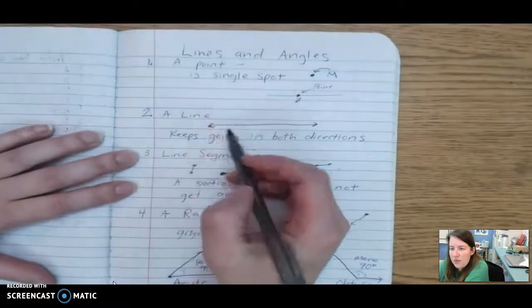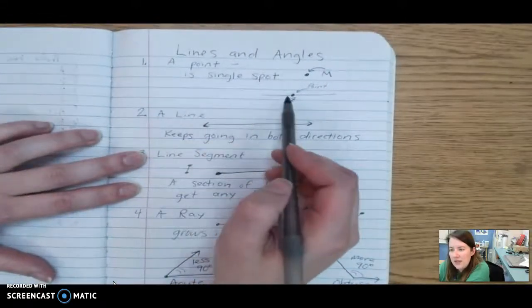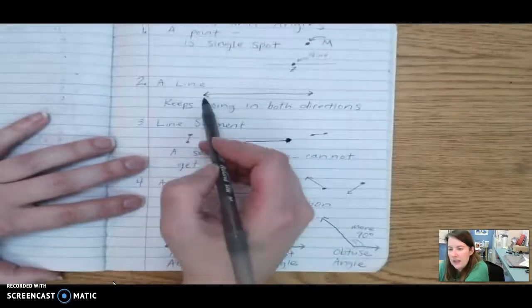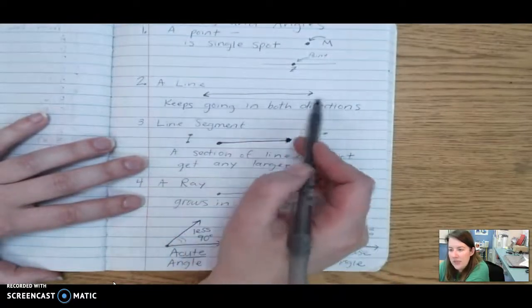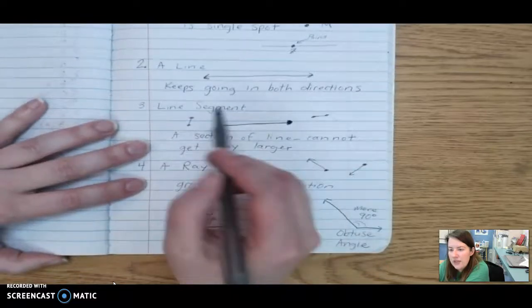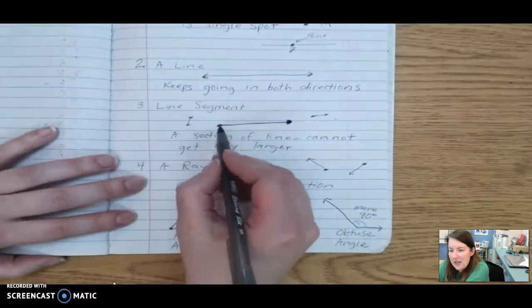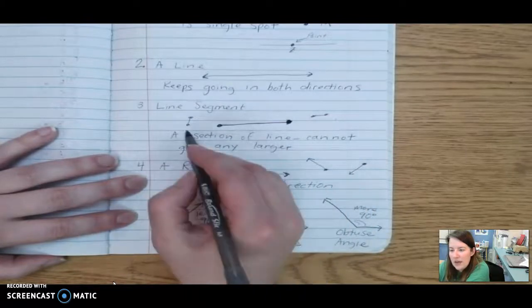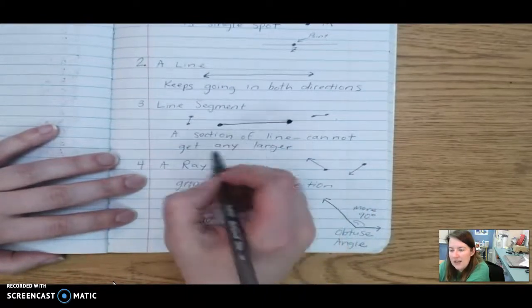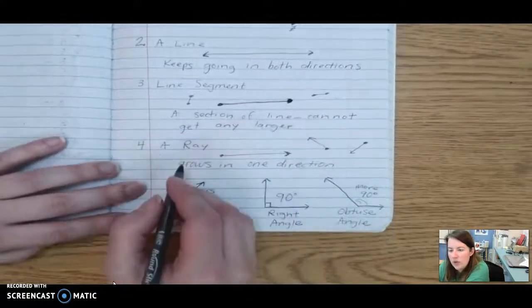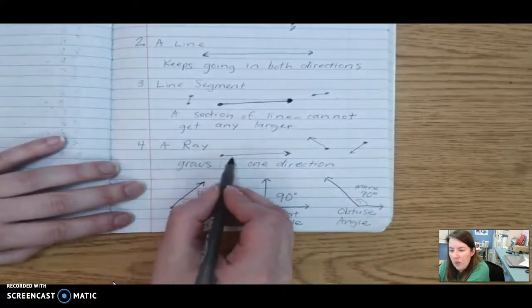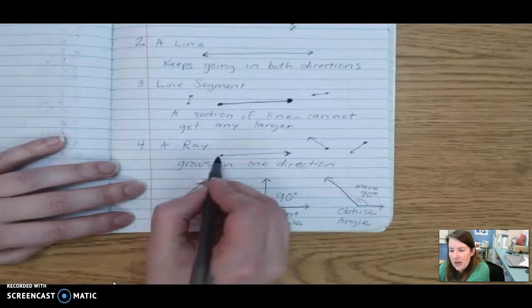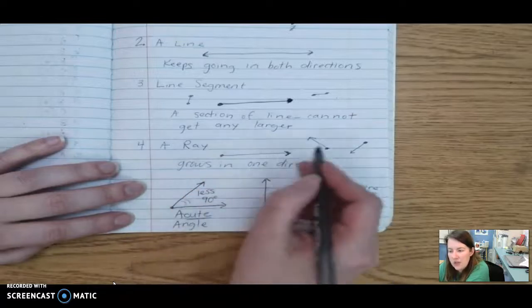So we have, let's review real quick before we move on. A point is a single spot. A line has arrows on both sides, keeps going in both directions. A line segment has a point on each end. It cannot get bigger. It is just a section of line. It will not grow. A ray has a point on one end and an arrow on the other. It will keep going in one direction.